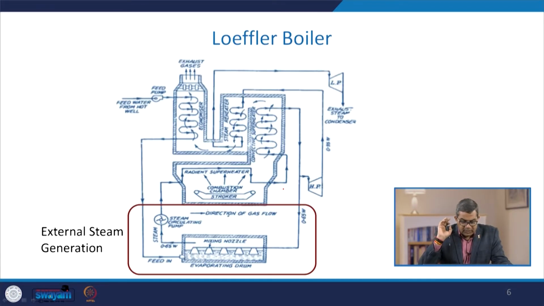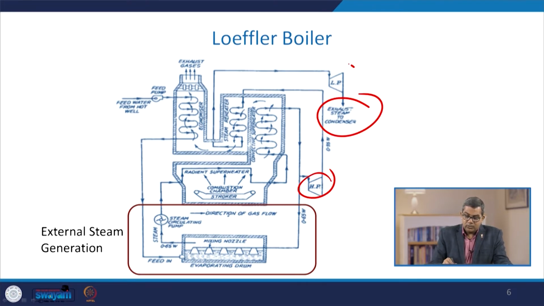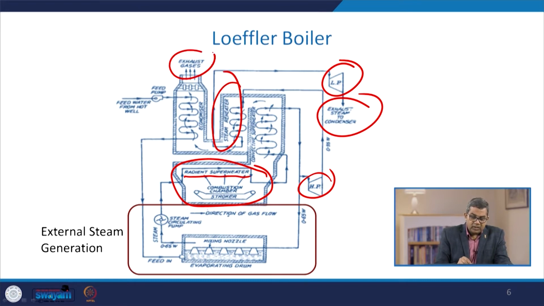Now you can see the basic anatomy of the Loeffler boiler. Here again I am repeating that the basic anatomy of all the boilers is similar. The only difference is in the types of parameters and configuration. Here you will see the exhaust steam, high pressure and low pressure pumps. This is the stoker type of combustion chamber. Here you will find the radiant superheaters, then steam preheaters. You also have the exhaust gas, feed pump and feed water from the hot well.